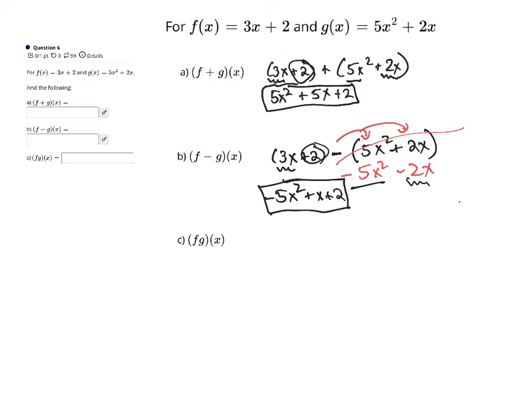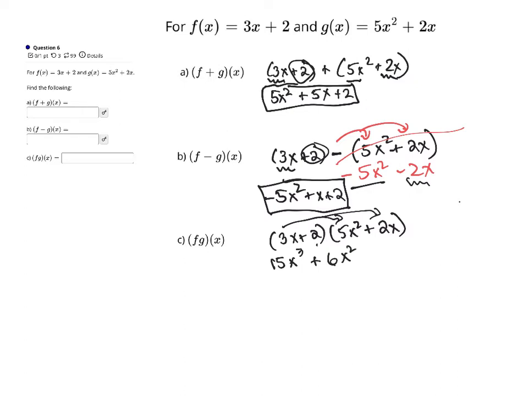Then letter C, we're going to multiply them. So we're multiplying 3x plus 2 times 5x squared plus 2x. So we're going to take the 3x and multiply it times everything in the other set of parentheses. So 3x times 5x squared. 3 times 5 is 15. X times x squared is x cubed. Then 3x times 2x, that would be a plus. 2 times 3 is 6. X times x is x squared.